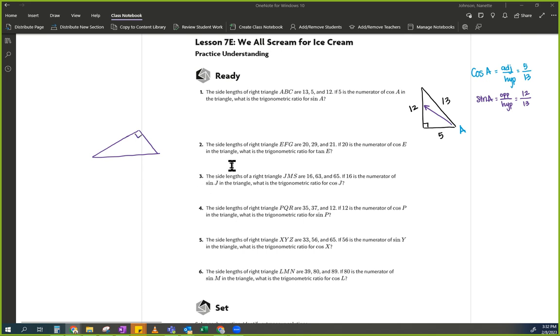Let's see, 29, it has to be my hypotenuse. And then 21 and 20. And then it says 20 is the numerator for cosine of E. So if this is the numerator for cosine of E, that tells me this is E, right? This is E. Find the tangent for E. So tangent of E is 21 over 20.